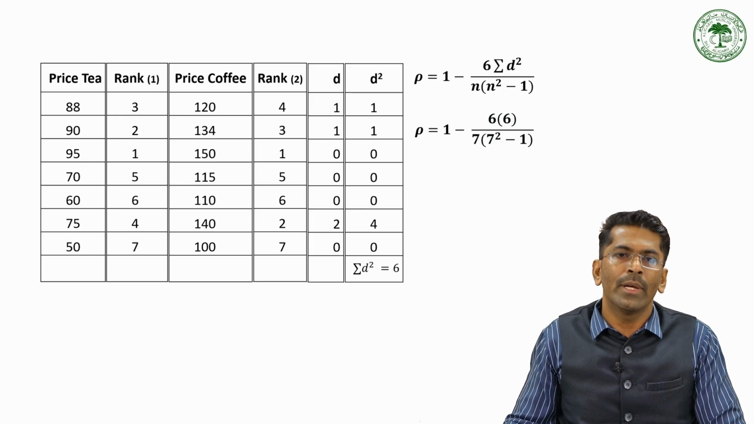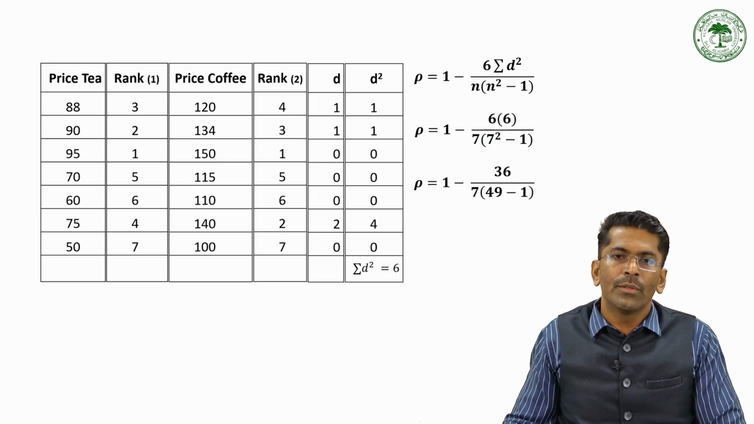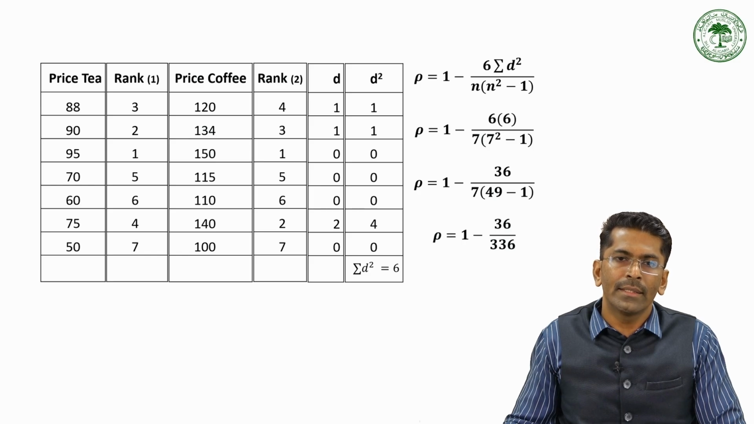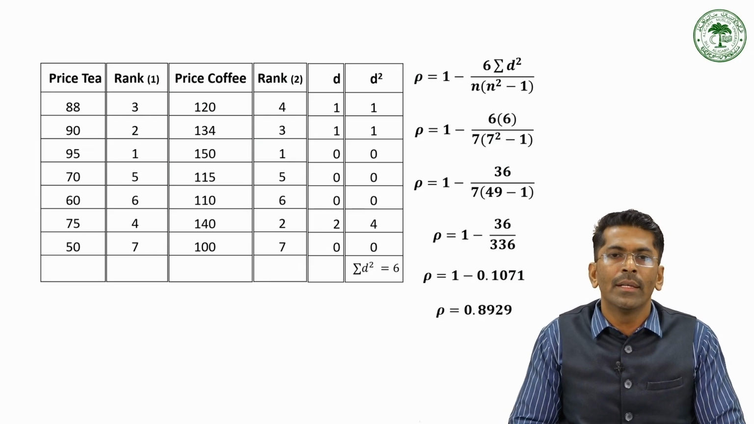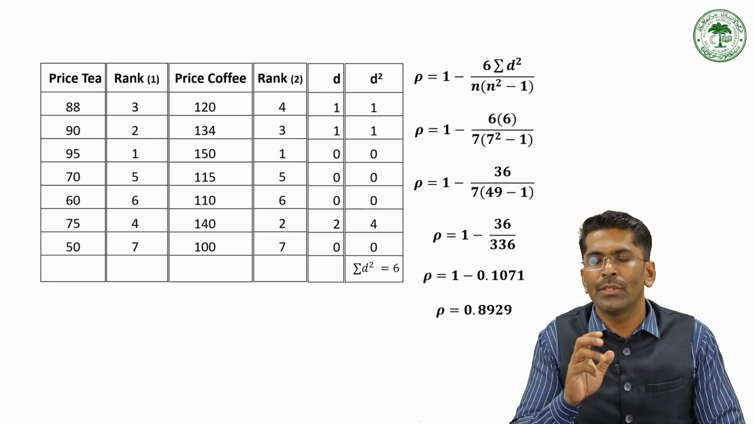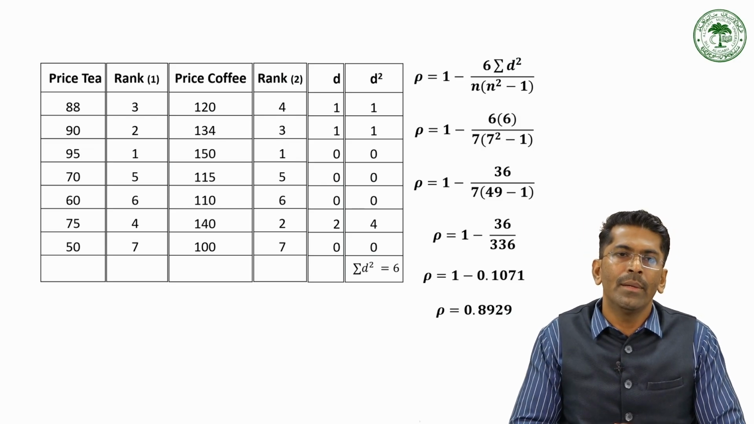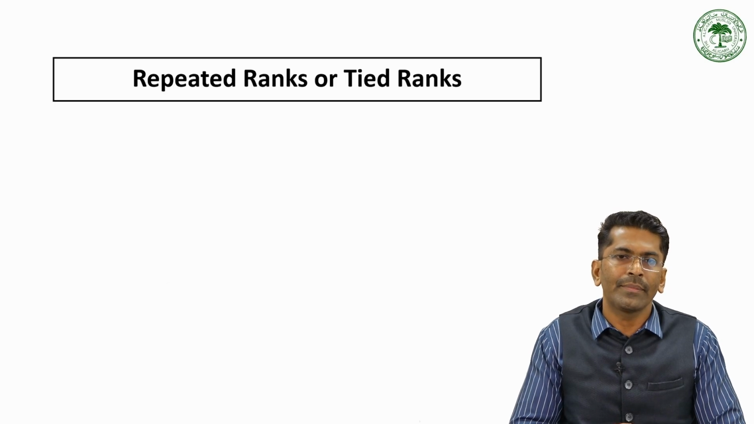What is 7 square? It is equal to 49. 6 into 6 is 36. So 49 minus 1 is equal to 48, into 7, which is 336. So 36 divided by 336 is equal to 0.1071. Then 1 minus 0.1071 is equal to 0.8929. That means, again, here also there exists a positive relationship between the price of tea as well as the price of coffee. Okay.